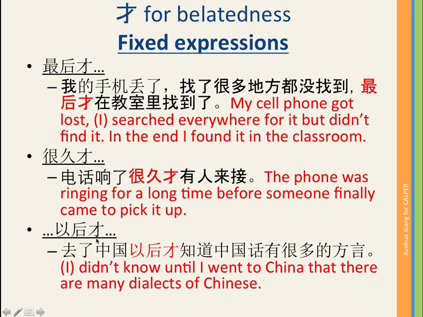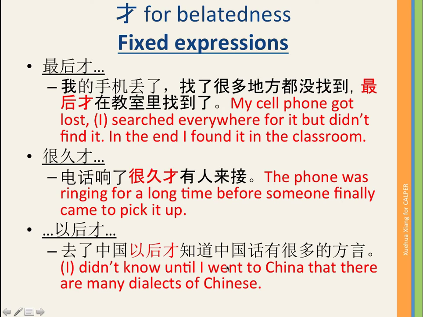Third one, 以后才. Something 以后才. So after something, then. So you also see 以后才 as a chunk. For example, a lot of us didn't know that China has many local dialects until we go to China and then find out we didn't understand a single thing. Because if we travel to western or southern parts of China, the language is very different from Mandarin. So you can say 去了中国以后, not until I went to China, 才知道 did I know 中国话有很多的方言. Not until I went to China did I know that Chinese has lots of local dialects.